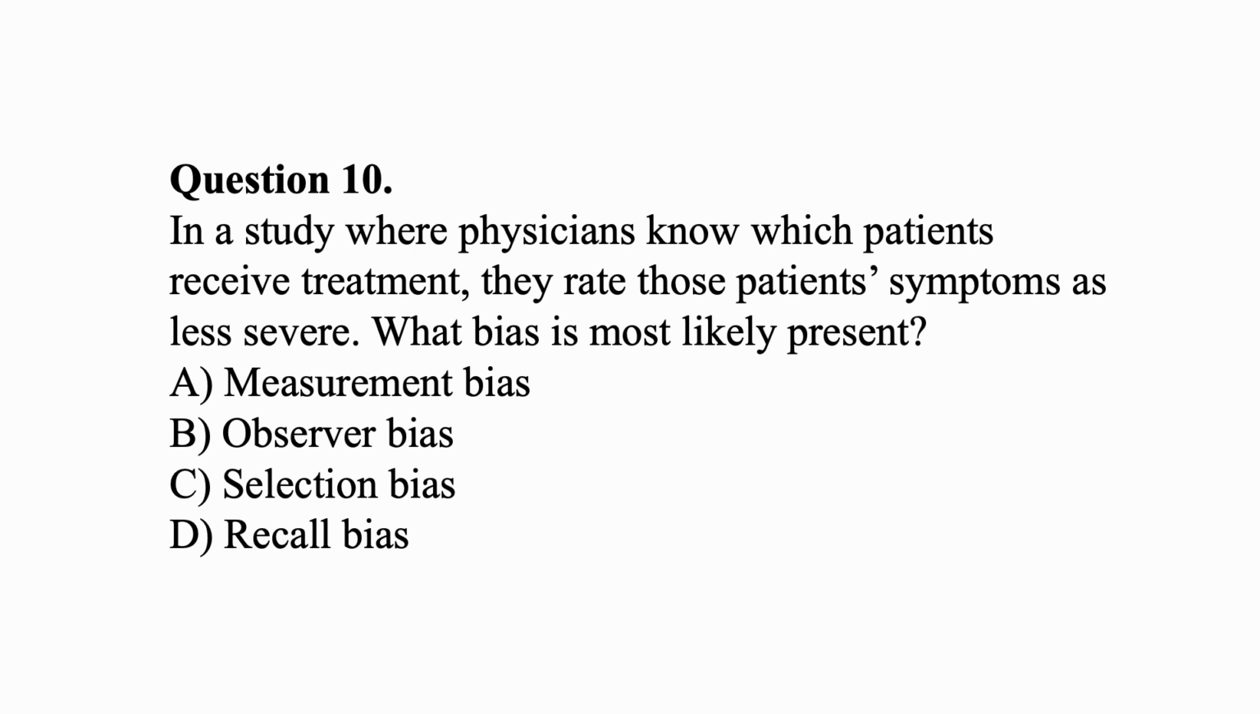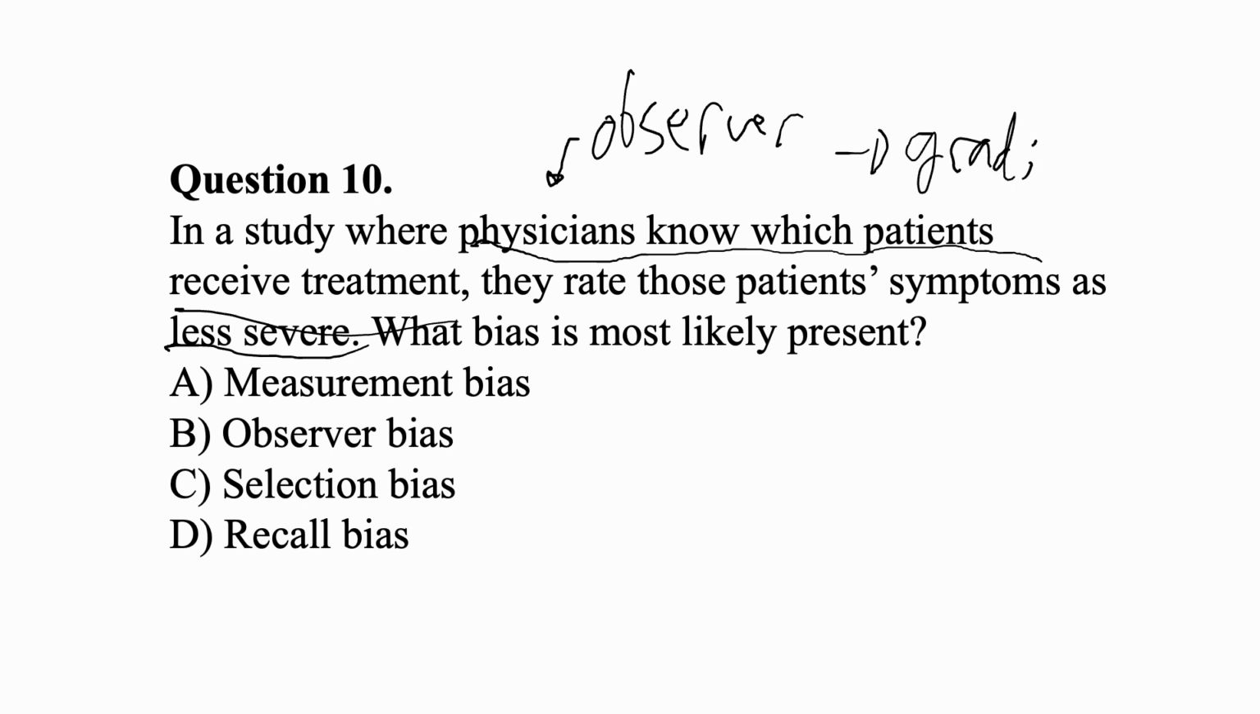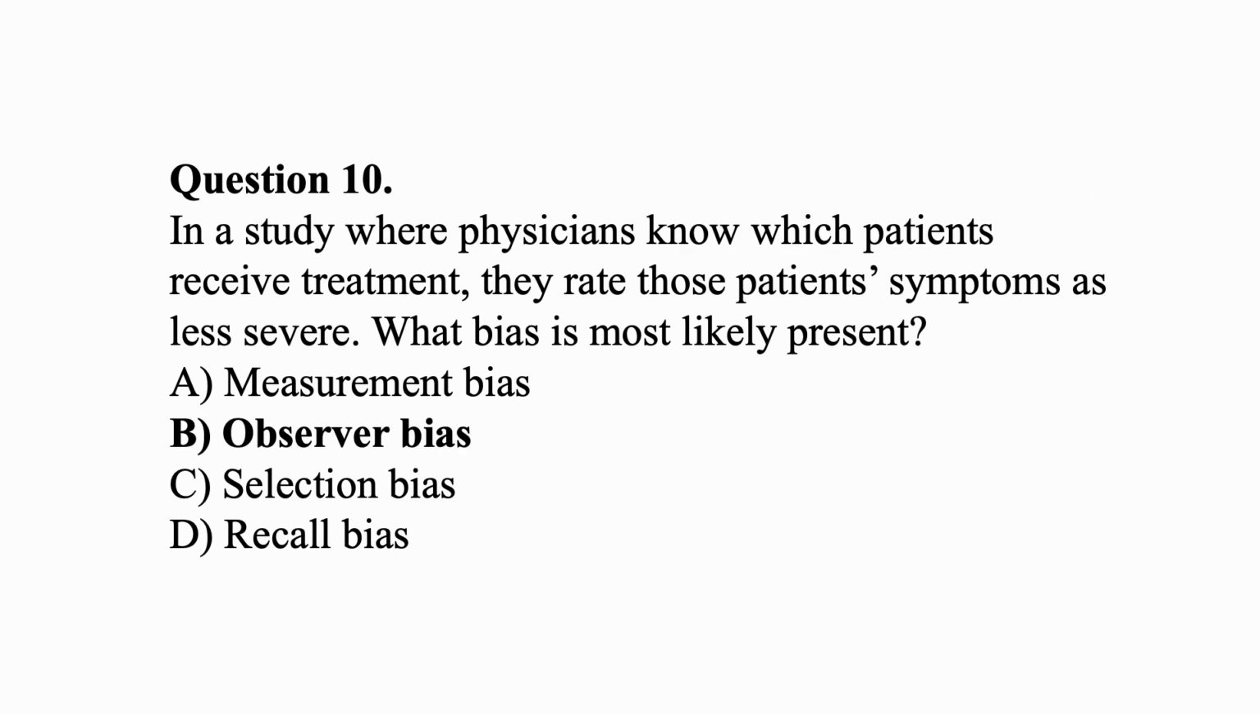So in this case, we have physicians that are not blinded, so they know which patients receive treatment, and there seems to be bias as they're more likely to rate these patients as less severe. So in this case, physicians are the observer who are grading the study. So this would be a type of observer bias, which is B.